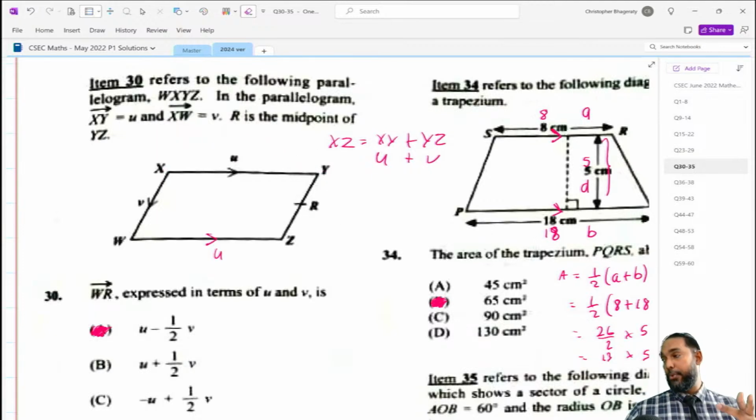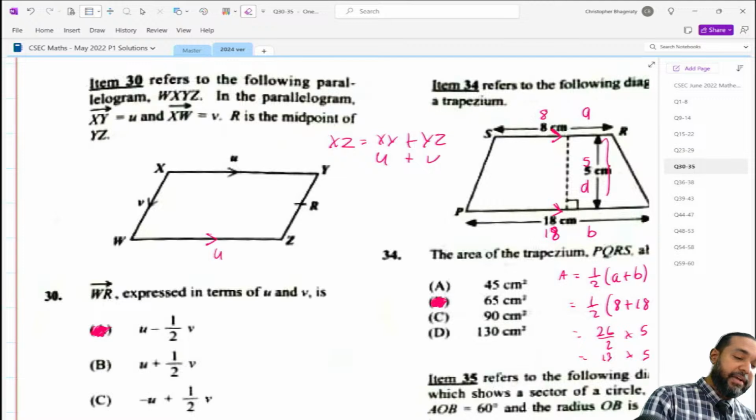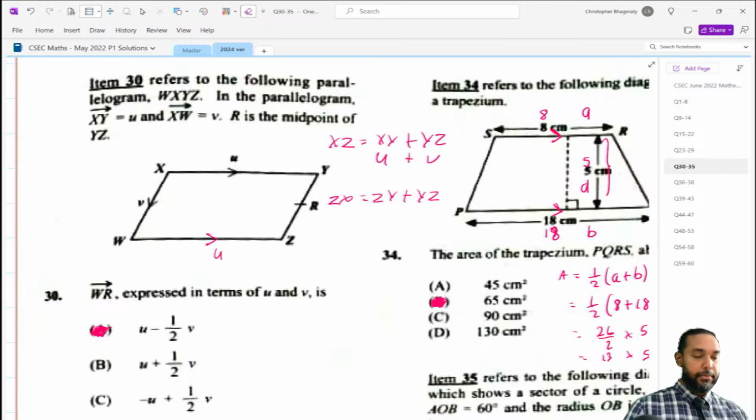Right. Now check this. If I wanted to go backwards, instead of X to Z, I wanted to go from Z to X. Now I could go a different way. I could simply go back Z to Y and then Y to X. So Z to Y plus Y to X. My bad, Y to X.